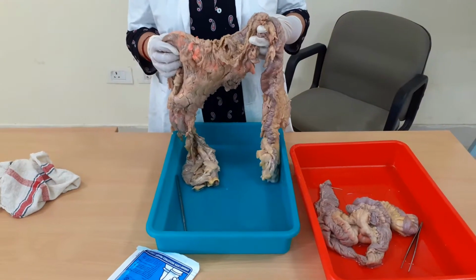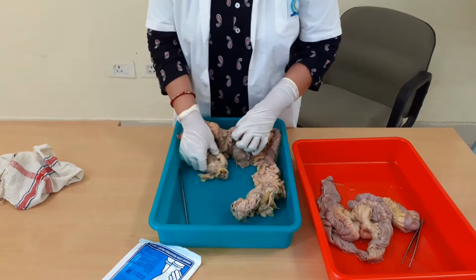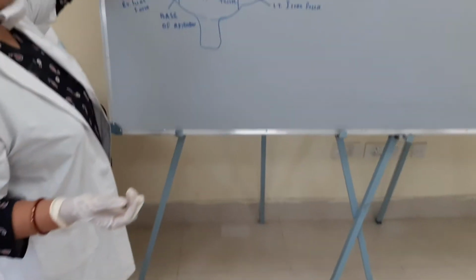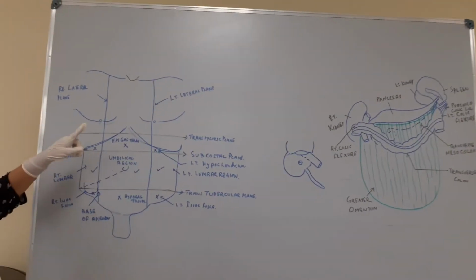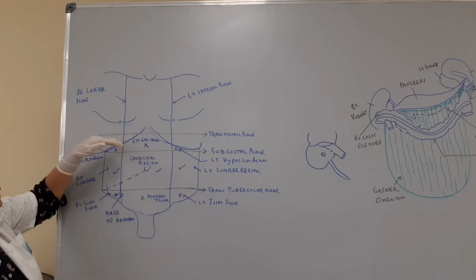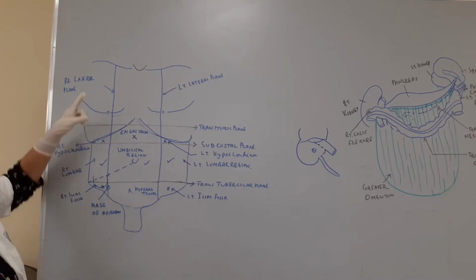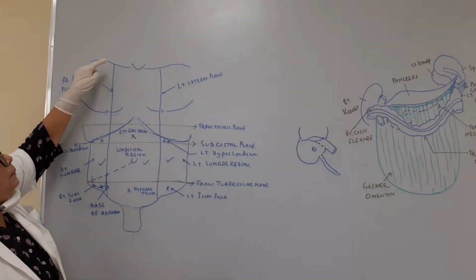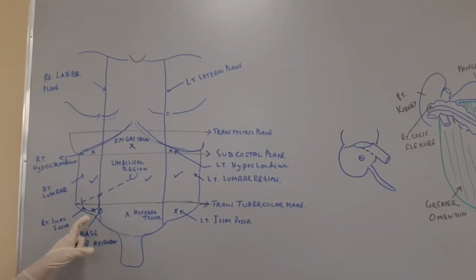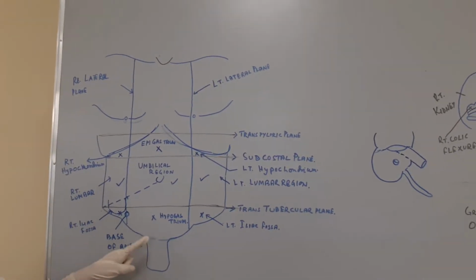Before going to the main topic, you must have some knowledge regarding the different quadrants of the abdomen. So come to this side. The abdomen has been divided into different quadrants by two vertical lines and two horizontal lines. The vertical lines are the mid-clavicular lines, and each descends from the midpoint of the clavicle up to the midway between the inguinal ligament, that is, the line drawn from the anterior superior iliac spine to the symphysis pubis.